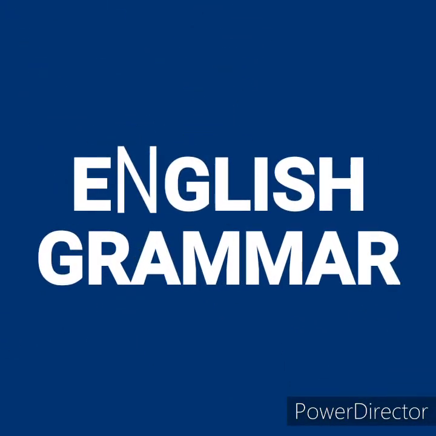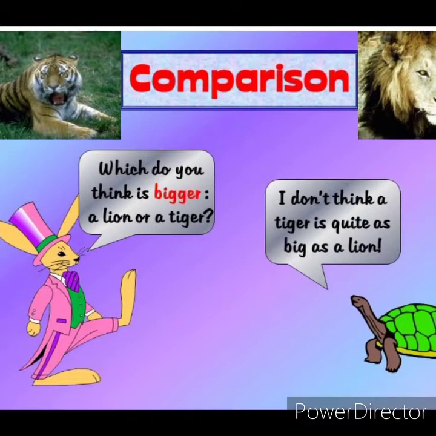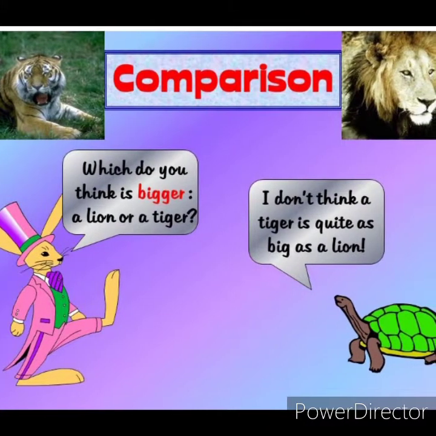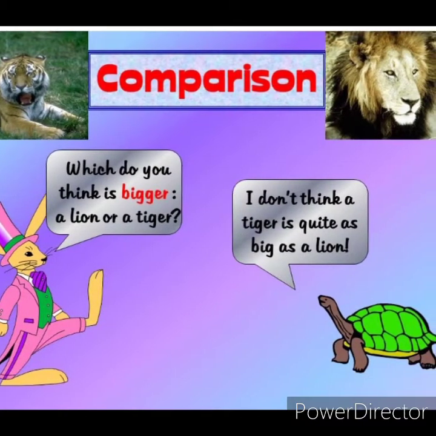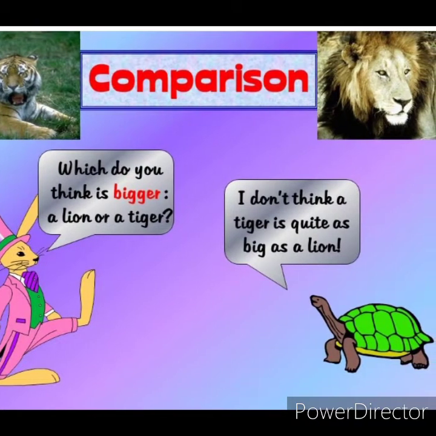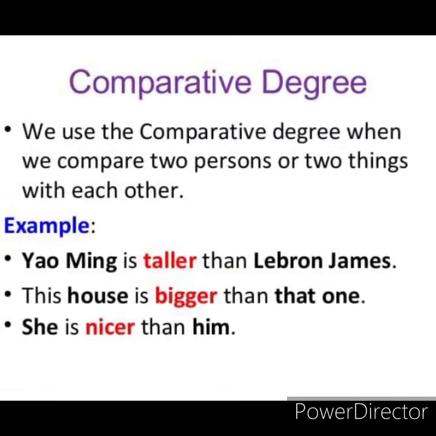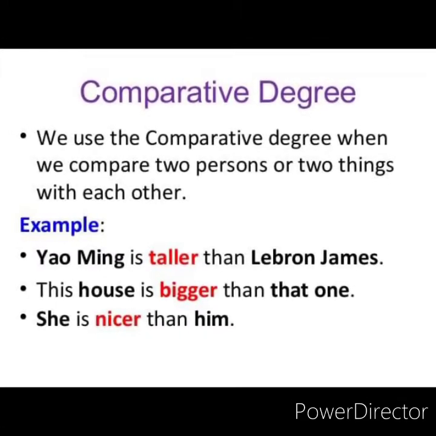So, children, today we learn comparison of adjectives. So, children, can you guess who is bigger in this picture? Lion or tiger? Yes, here lion is bigger than tiger. So when we compare two nouns, that is of person, place or an animal, it is called comparative degree.